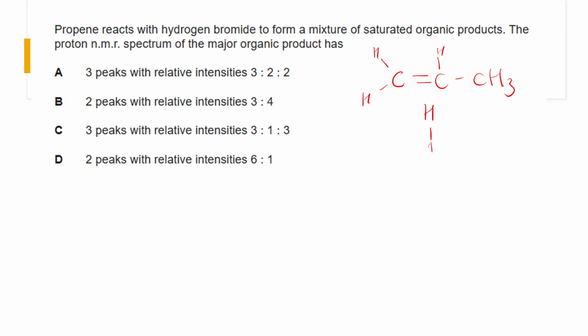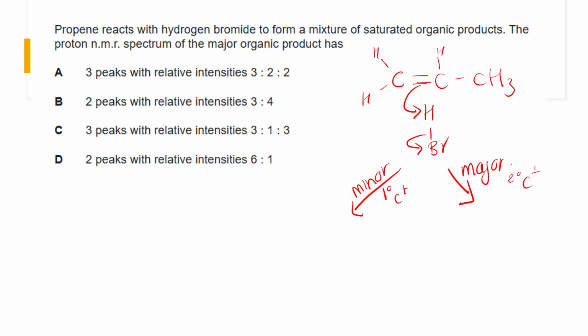So you've got HBr. In this reaction, what's going to happen is electrophilic addition. During this electrophilic addition, because propene is not symmetrical, it will form a minor or a major product. Minor is a primary carbocation and major forms a secondary carbocation. When that double bond breaks, this H can add itself to the first carbon or the second carbon. So if it adds itself to the second carbon, we get the minor.